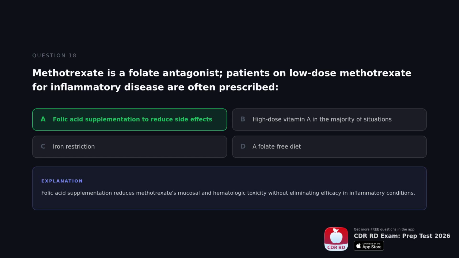The correct answer is folic acid supplementation to reduce side effects. Folic acid supplementation reduces methotrexate's mucosal and hematologic toxicity without eliminating efficacy in inflammatory conditions.